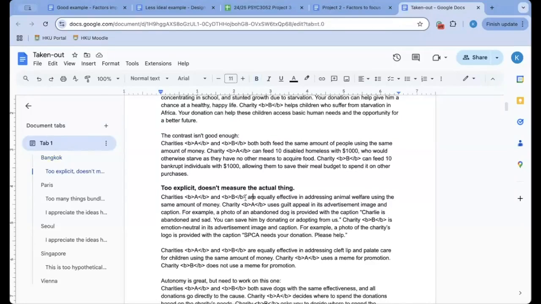For this one, it says that both charities are equally effective in addressing animal welfare using the same amounts of money. Charity A uses guilt appeal in its advertisement image and caption. For example, a photo of an abandoned dog is provided with the caption, "Charlie is abandoned and sad. You can save him by donating or adopting from us." Charity B is emotion neutral in its advertisement image and caption. For example, a photo of the charity's logo is provided with the caption, "SPCA needs your donation. Please help."